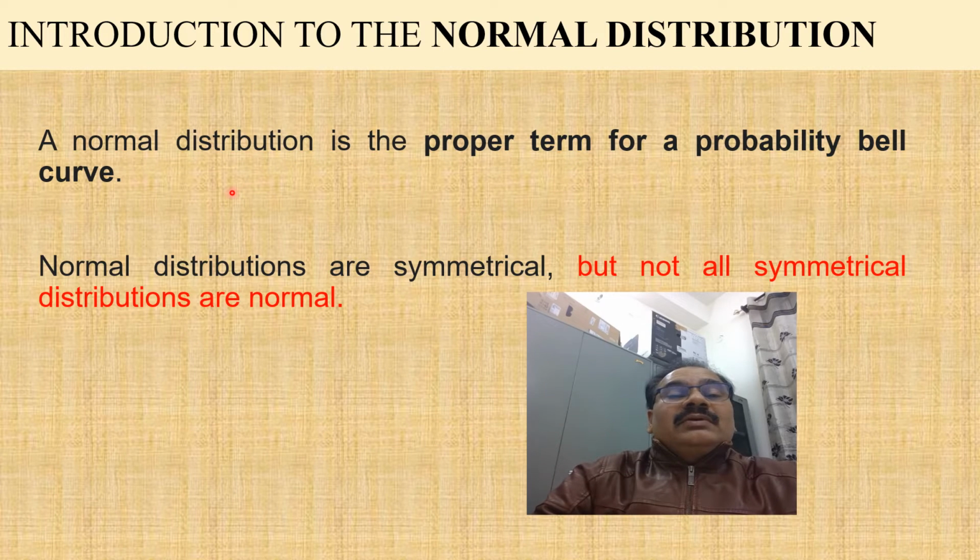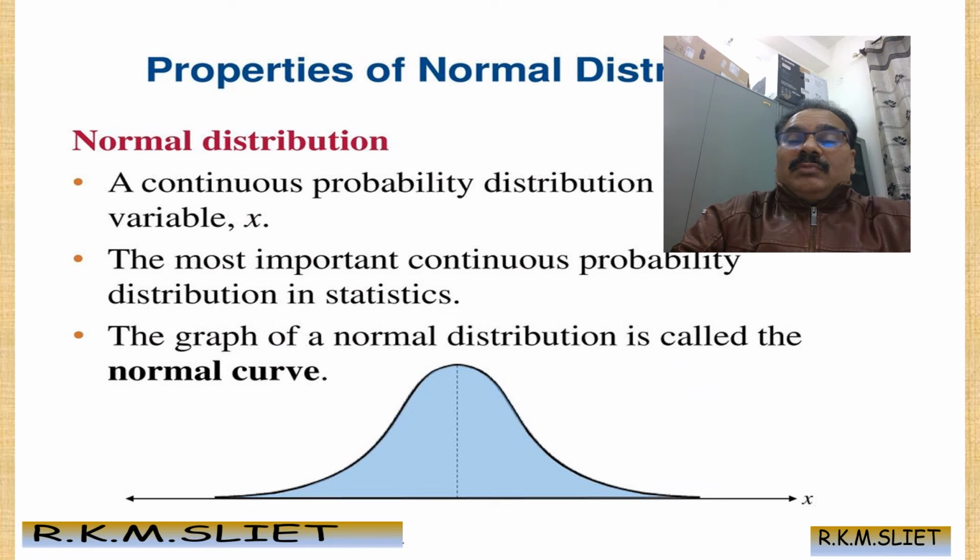Now it is also important to remember that the normal distribution is the proper term for a probability bell curve. So this is the bell shape that is symmetric everywhere. It means normal distributions are symmetrical, but not all symmetrical distributions are normal. So we have to keep this in mind.